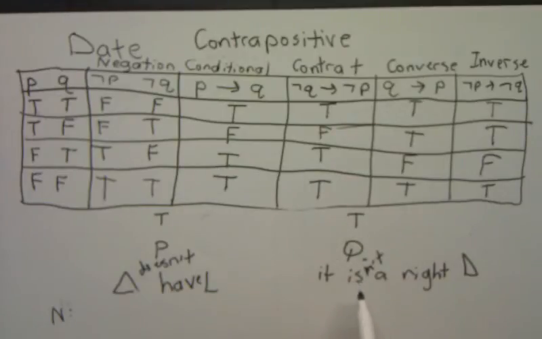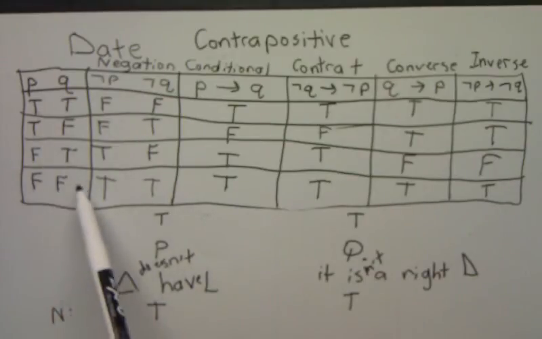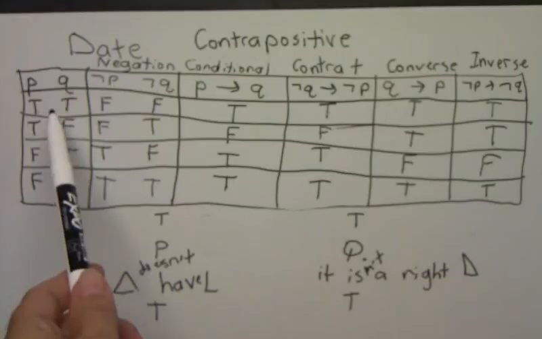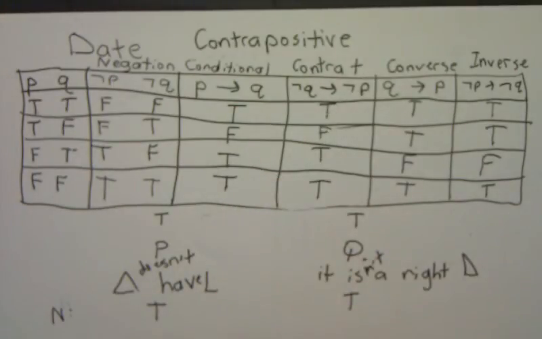So here we go. If it's not a right triangle, then it doesn't have a right angle. Is that true? Yes, it is. So we have true, true. The contrapositive says it's going to be a true statement. How far did you get? Did you get that?